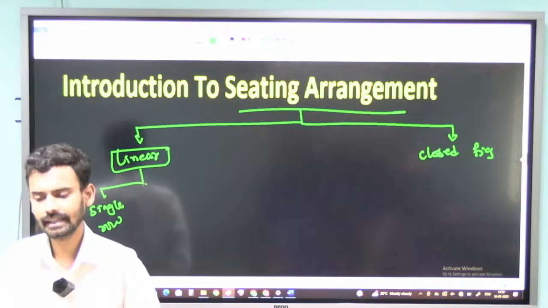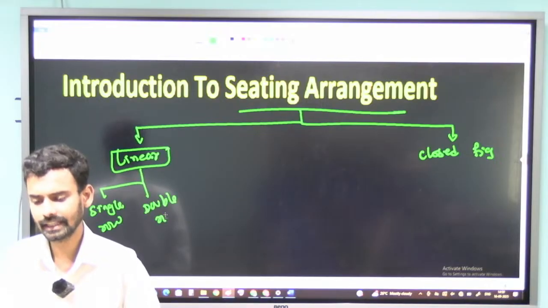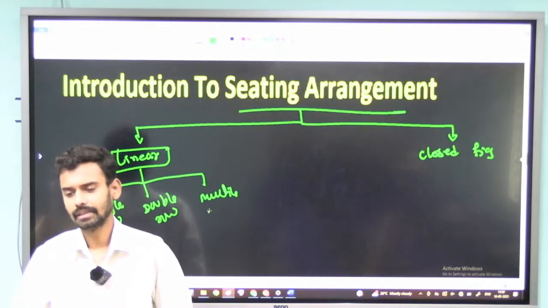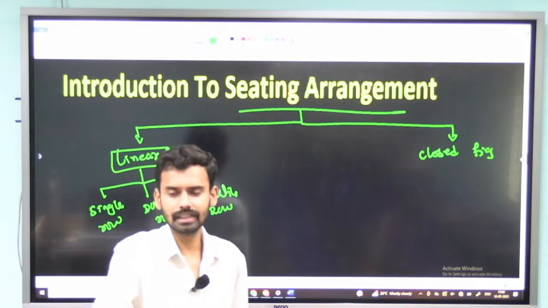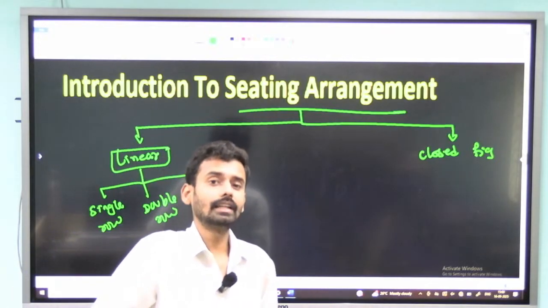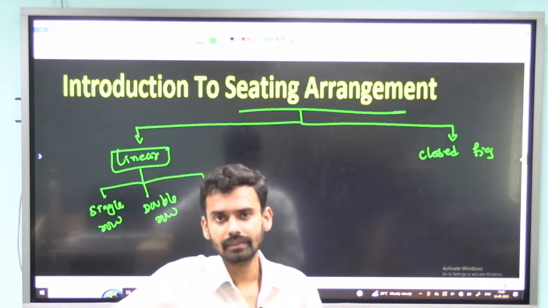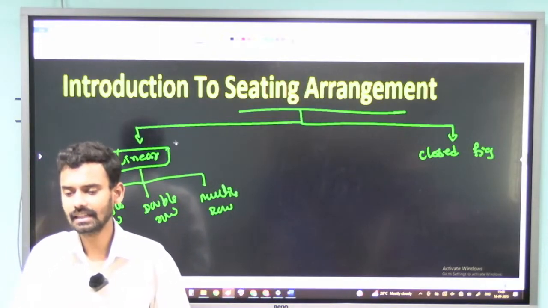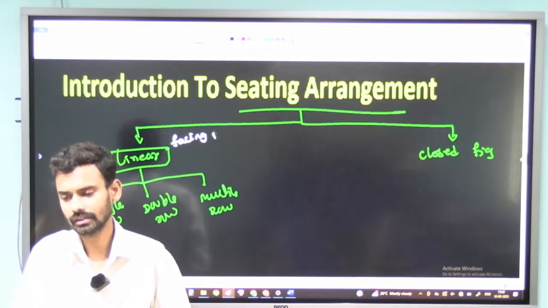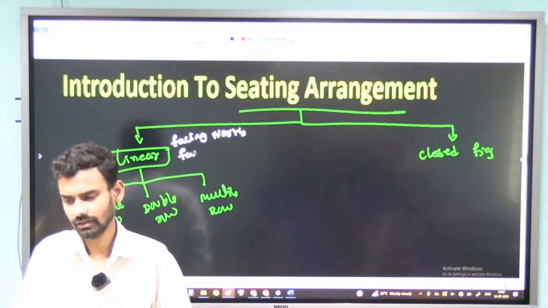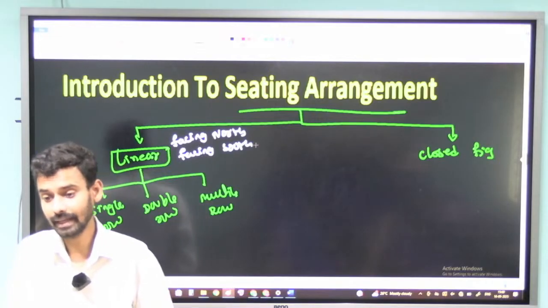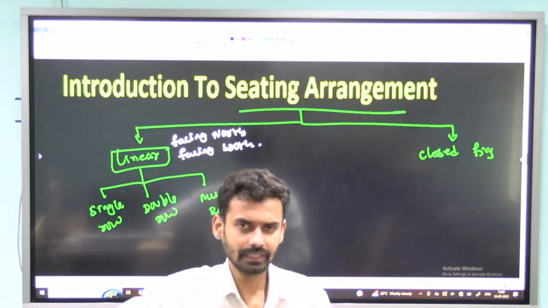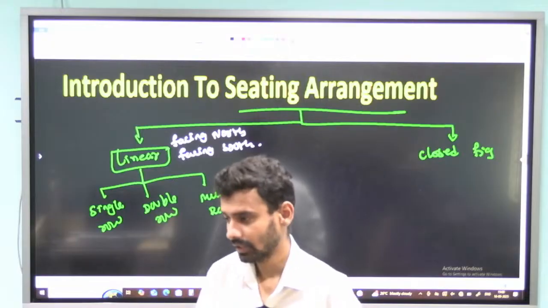In linear seating arrangement, I can have single row seating arrangement, then I can have double row seating arrangement, or sometimes in the mains they can even give multi row seating arrangements. So these are the three types of questions we can get in linear. And whether it is single row or double row, especially when it comes to facing direction, they will give the facing direction as facing north, facing south. They may give facing east, facing west as well, but generally they prefer to give facing west, facing south and facing north. So this is the first condition.